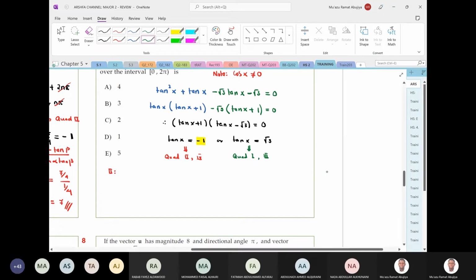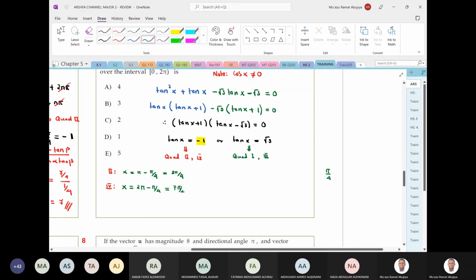Tangent is going to be equal to -1 at pi over 4, right? But now in quadrant number 2, we are going to say we have pi minus pi over 4. Let me write it as x. x is going to be equal to pi minus pi over 4, and that is going to be equal to 3 pi over 4. Now let's go to quadrant number 4. In quadrant number 4, what is going to be our answer? Again, we say x is going to be equal to 2 pi minus pi over 4, and this is going to be equal to 7 pi over 4.